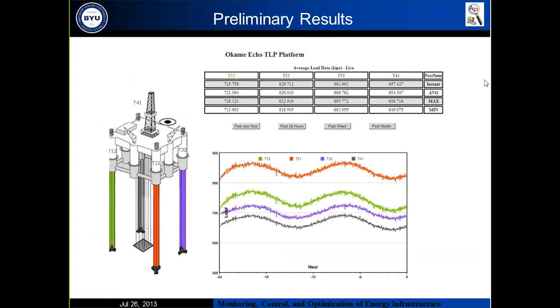As you see, this is a TLP, and here we convert the text to load values. The load values change over time. This is a 24-hour period, and as you see, they have 2 cycles every 24 hours. You can see wave action there, and you can also see tide action. So this shows that it is quite dynamic, even the tide.